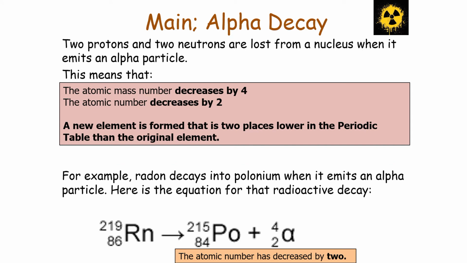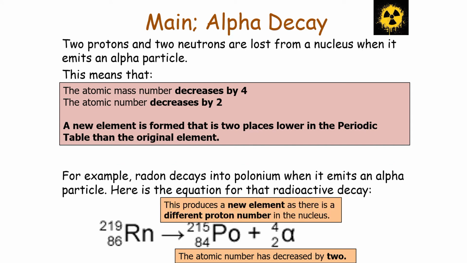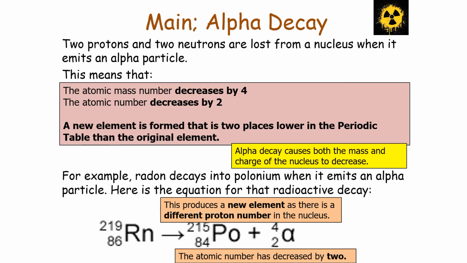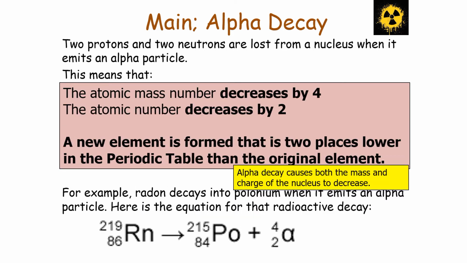So the atomic number has gone down by 2. This produces a new element as there's a different proton number in the nucleus. So alpha decay causes both the mass and the charge of the nucleus to decrease. As we said before, a new element is formed 2 places lower in the periodic table than the original element.